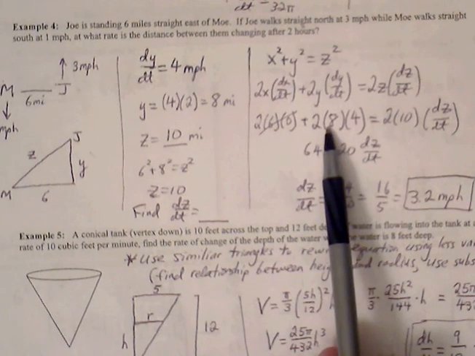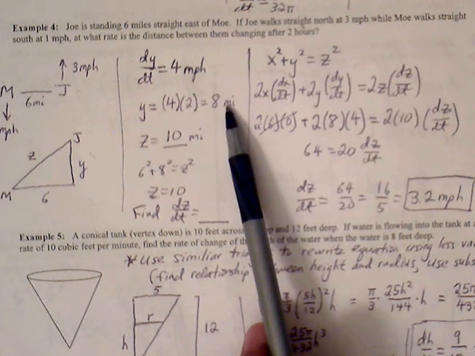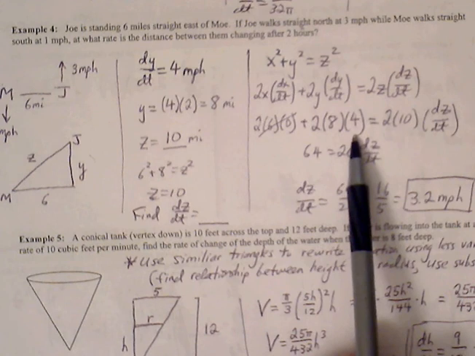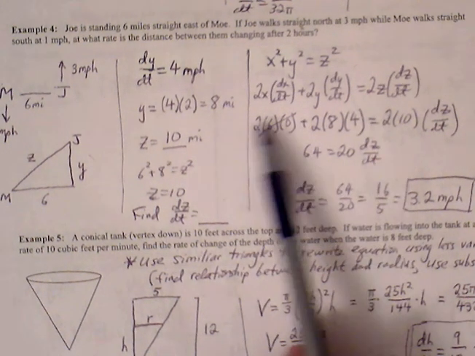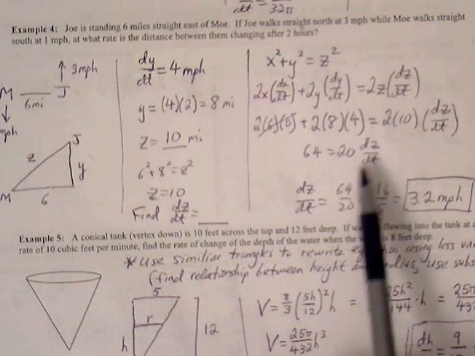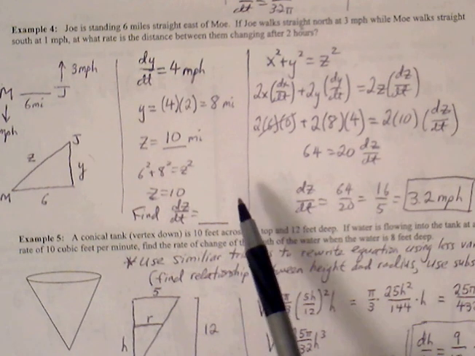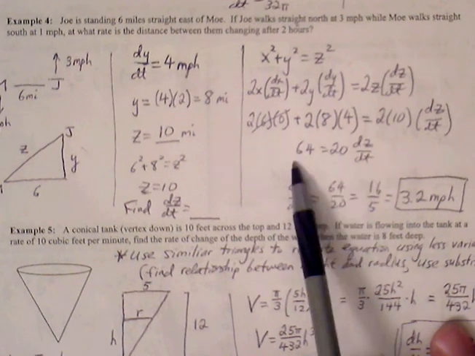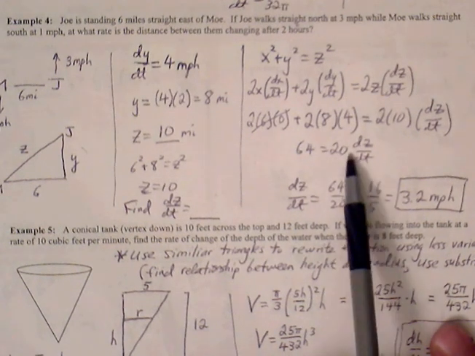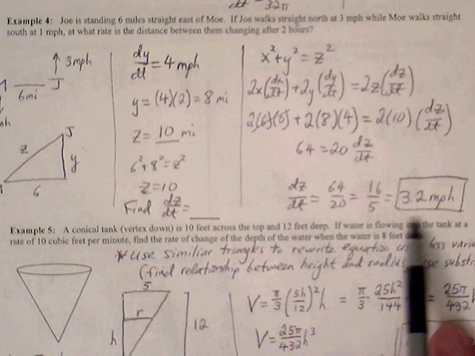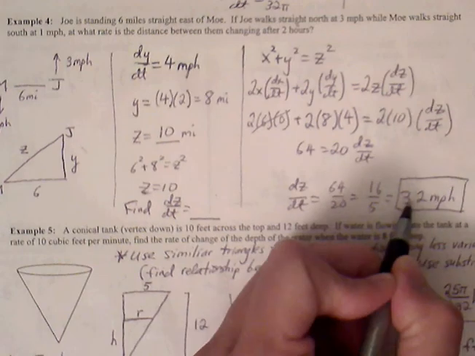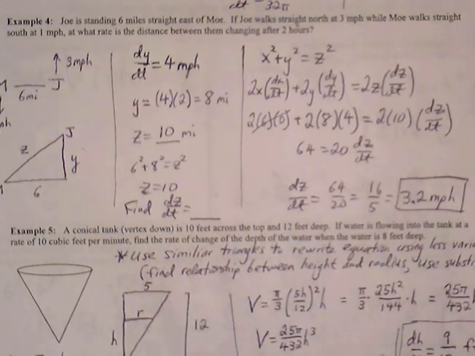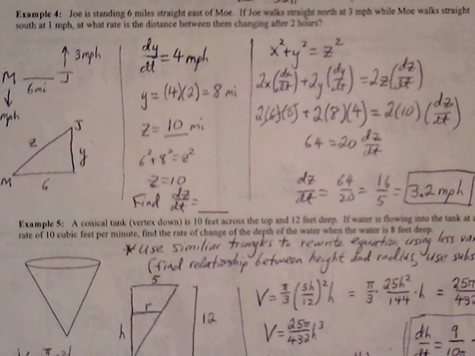We just start plugging everything in. 2 times y. Y is 8 miles. dy dt is 4 miles per hour. 2z, z is 10 miles. dz dt is what we're looking for. So multiply this together, we get 64 is equal to 20 dz dt. Divide both sides by 20. Simplify, reduce, we get 3.2 miles per hour is the rate of change in distance between Joe and Mo.